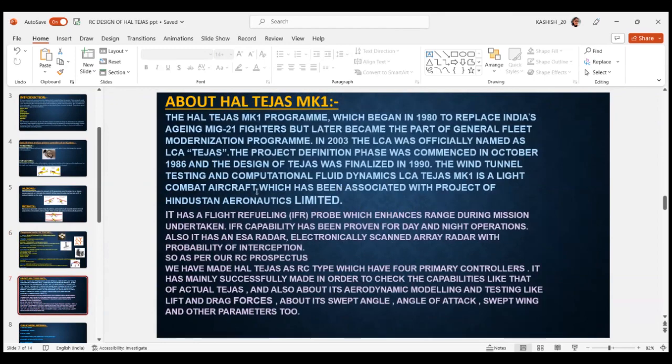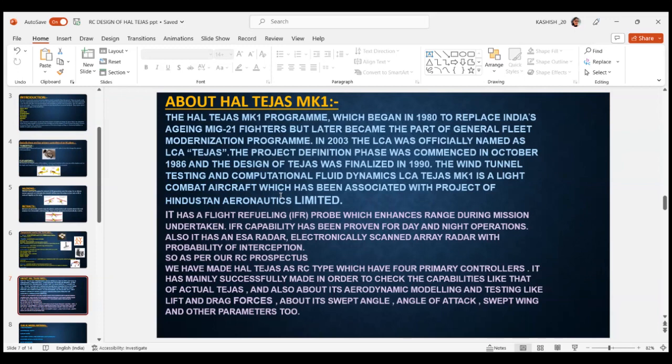Good afternoon. I, Tishu Kumar, co-author of Prakti Singla's research paper on the RC plane of HAL Tejas, will explain about HAL Tejas Mk1. The HAL Tejas Mk1 program began in 1980 to replace India's aging MiG-21 fighter, but later became part of the General Fleet Modernization Program. In 2003, the LCA was officially named LCA Tejas. The project definition phase commenced in October 1986, and the design of HAL Tejas was finalized in 1990.